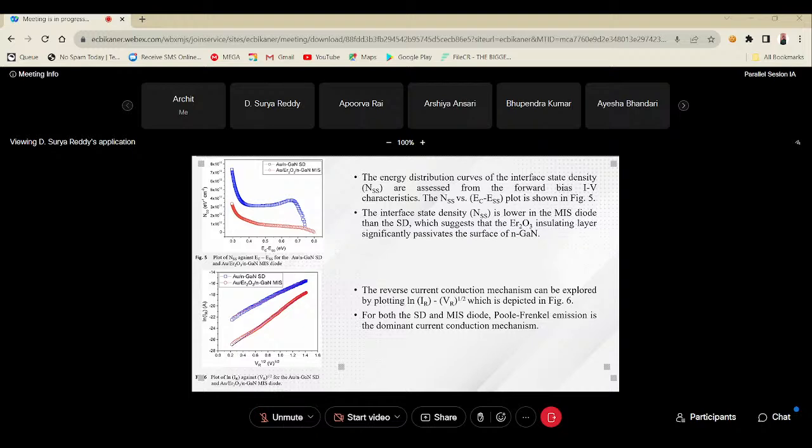To understand the reverse current conduction mechanism under reverse bias, a log IR versus VR plot was drawn and the slope was calculated. The slope values match the theoretical values of Poole-Frenkel emission, which states that for both the Schottky diode and MIS diode, Poole-Frenkel emission is the dominant current conduction mechanism.